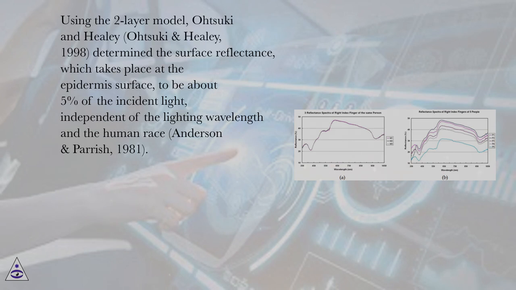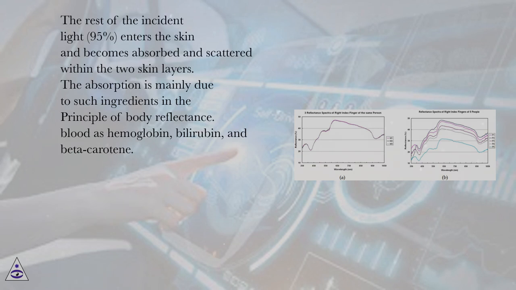Using the two-layer model, Otsuki and Healy, 1998, determined the surface reflectance, which takes place at the epidermis surface, to be about 5% of the incident light, independent of the lighting wavelength and the human race (Anderson and Parrish, 1981). The rest of the incident light, 95%, enters the skin and becomes absorbed and scattered within the two skin layers. The absorption is mainly due to such ingredients in the principle of body reflectance.